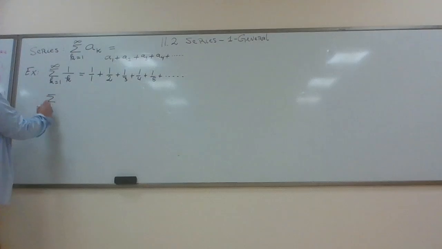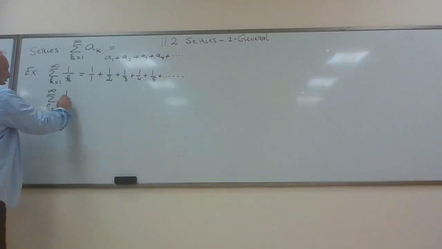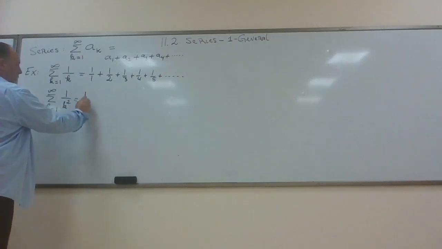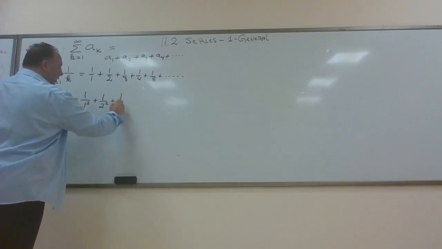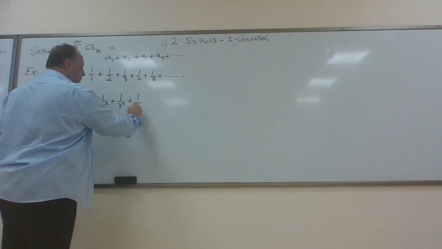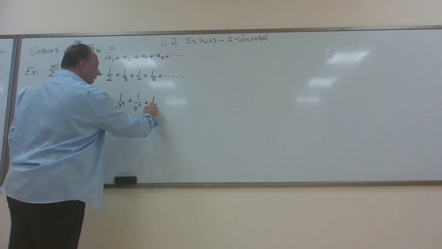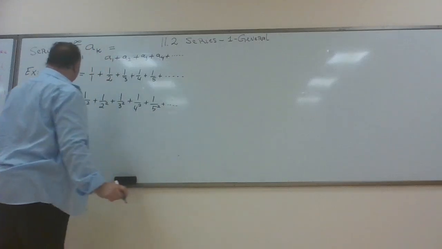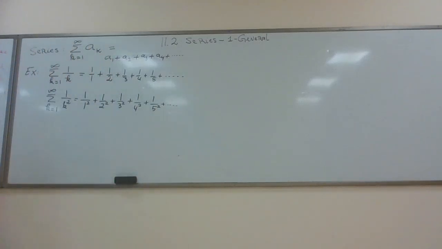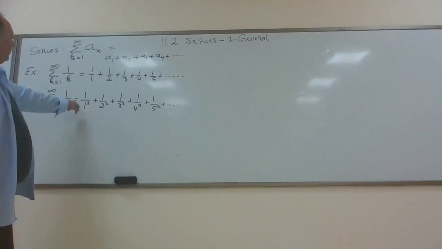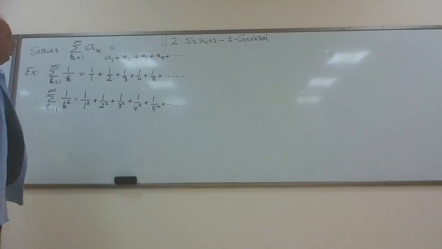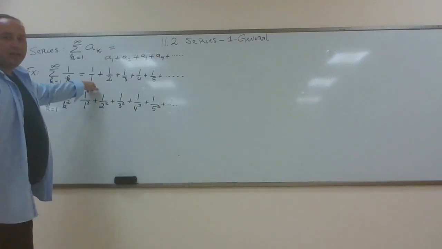Another example, let's say a series like this with 1 over k squared. So we have this, then 1 over 2 squared, 1 over 3 squared, 1 over 4 squared, 1 over 5 squared, and then we keep going. So some of the series are convergent, meaning this sum here is a finite number, and other series are divergent, which means that you don't get a finite number.